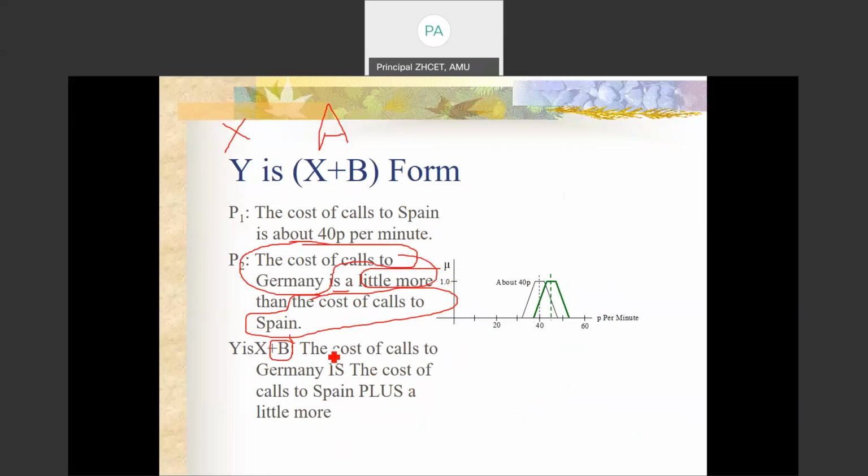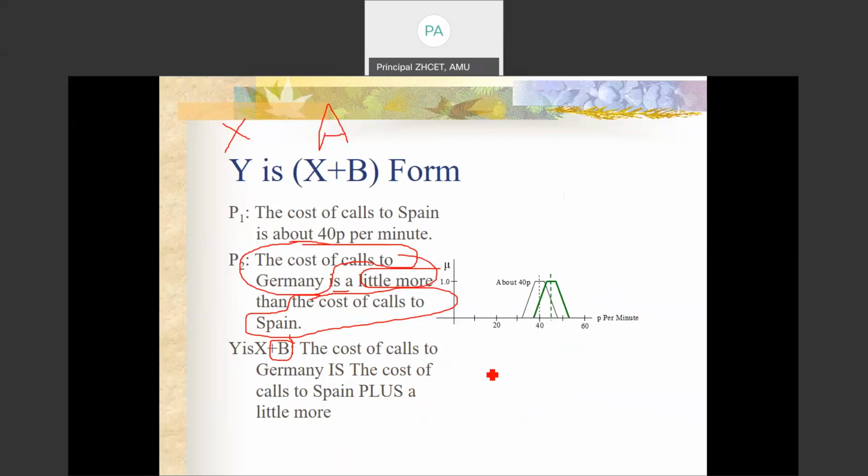So I can put it in the form: the cost of calls to Germany is the cost of calls to Spain plus a little more. So now this becomes the Y is X plus B form, which, at the cost of repetition, is nothing but a form of X is A, but a more convenient form, in fact.